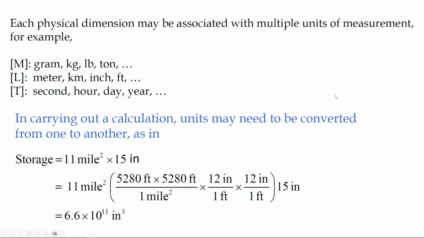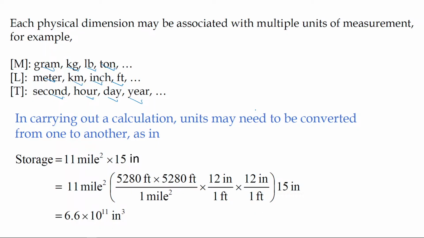Now, another thing equally important as dimensional analysis is unit conversion. We cannot divide apples by oranges, so you need to make sure that the units are consistent when you do calculations. For example, mass could be in gram, kilogram, slug, pound weight, or ton. Pound mass is like slug. Length could be in meter, kilometer, inch, feet. Time could be in second, hour, year, 10 years, whatever.